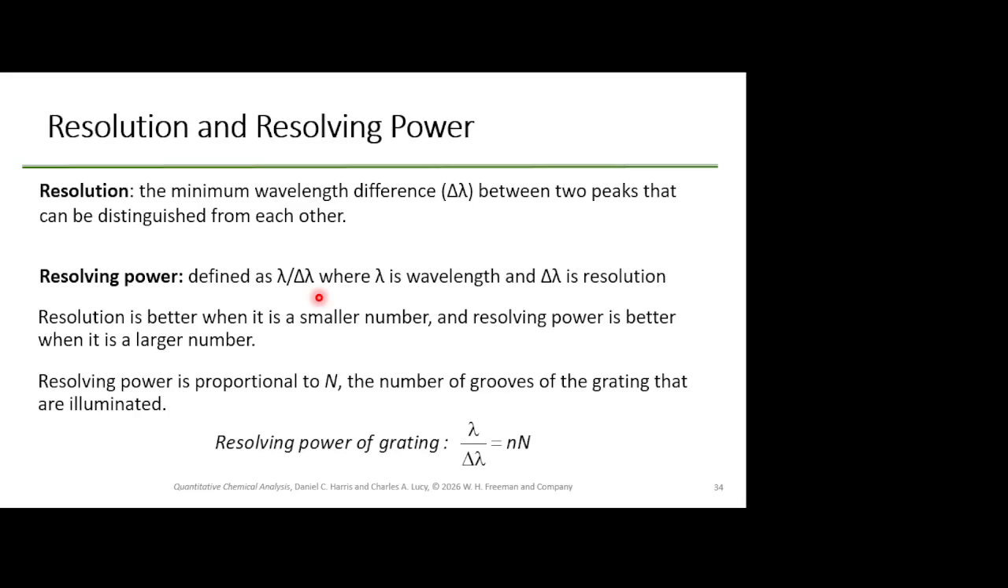Okay. The resolution is going to be better the smaller the number, and the resolving power is going to be better when you have a larger number. So if you have a resolution that's a very small number, this is going to give you a very large resolving power, right? Because you're going to divide by a very small number. Okay. This is the resolving power of a grating right here. It's going to be the resolving power right here equals N times the large N, which is going to be the numbers of grooves in that grating that are going to be illuminated. The more grooves you can illuminate, the more resolving power you're going to get.